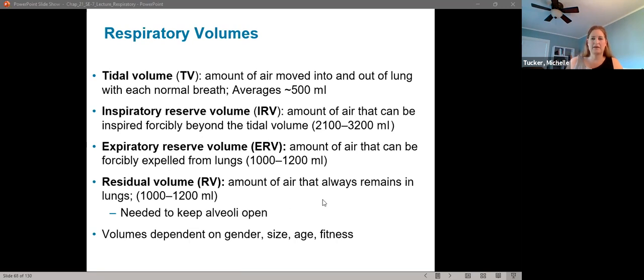Residual volume is the amount of air that always remains in the lungs. It's needed to keep alveoli open, and it gets trapped in other passages. But this you can't measure because you can't exhale that amount of air. So this is the amount that is going to just stay in the lungs to keep it open.